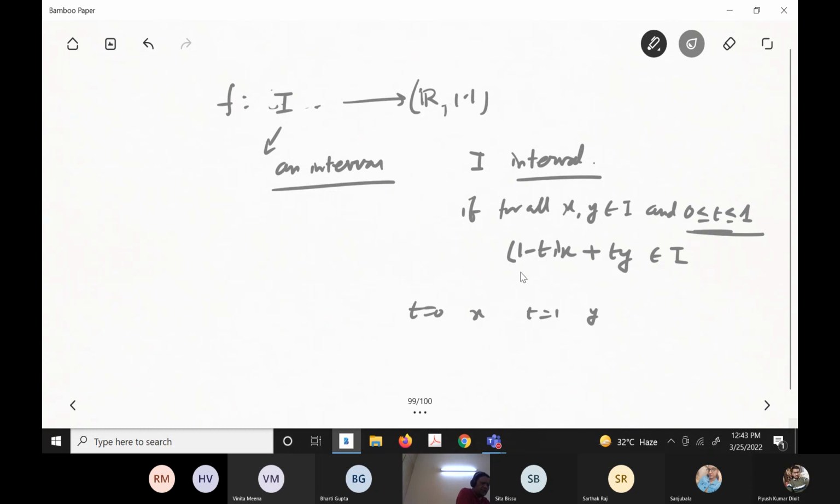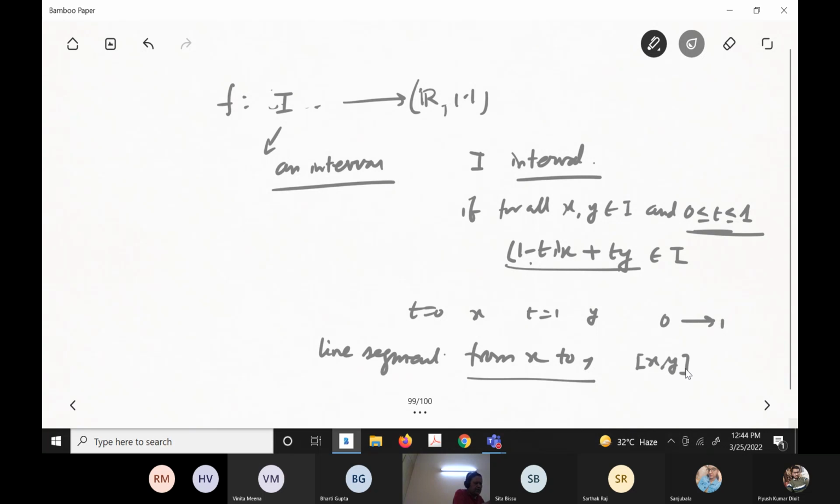Okay, actually, this is called a path, a line segment from x to y. If you change t here, that will be a line segment from y to x. At 0 you are getting x, at 1 you are getting y. So it's the line segment from x to y, and it is often denoted by a standard notation like this. It can be defined in any linear space. So this is defined like this.